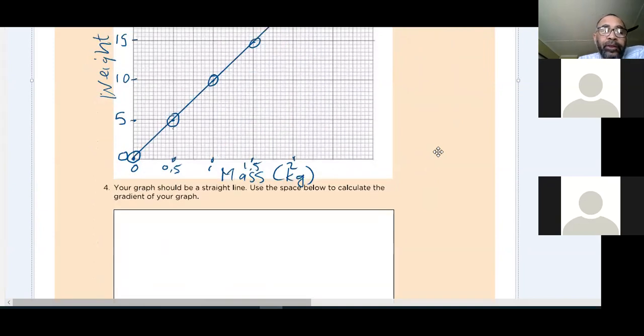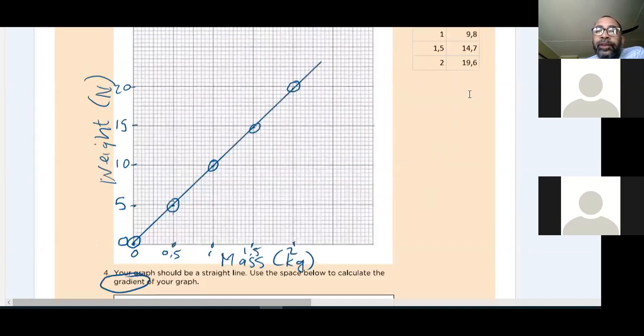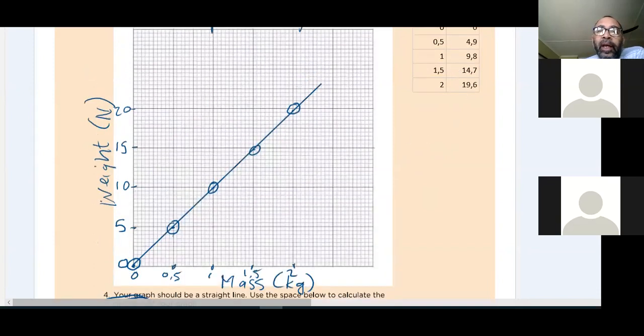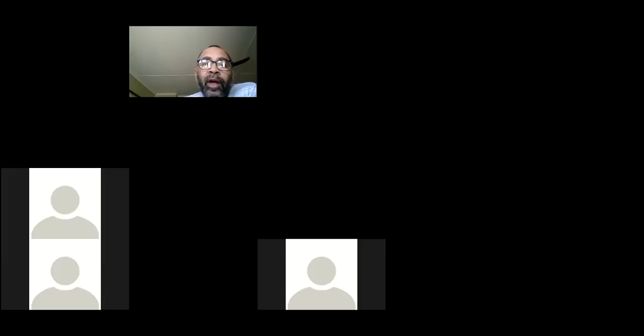Now, the next question is asking you to work out the gradient. But I want to pause just here. I'm going to stop sharing. And I want to check with you if you have any questions on the drawing of the graph. So you can put your hand up, raised hand. Okay, thumbs up if we're all okay. One question coming through, but lots of thumbs up.